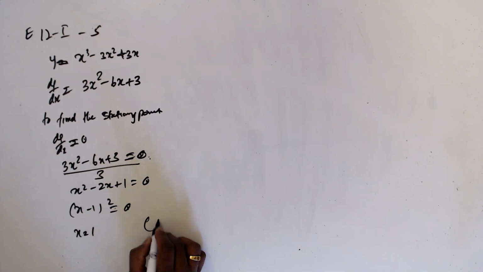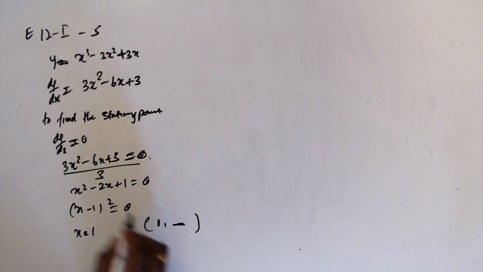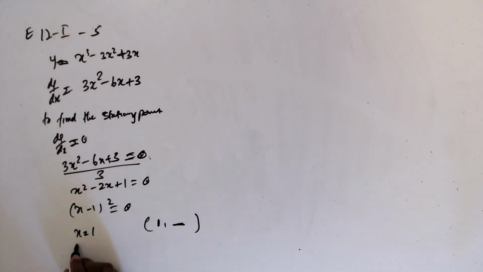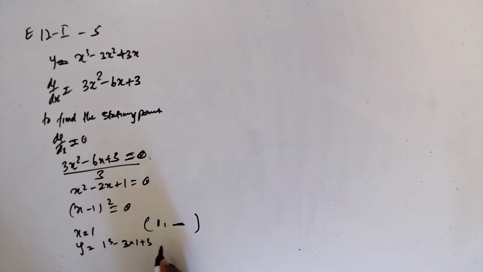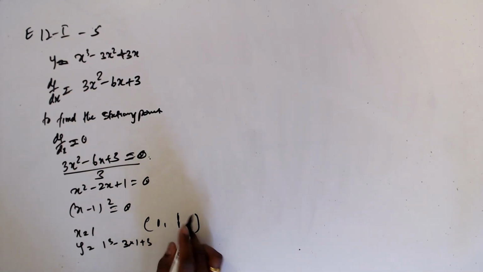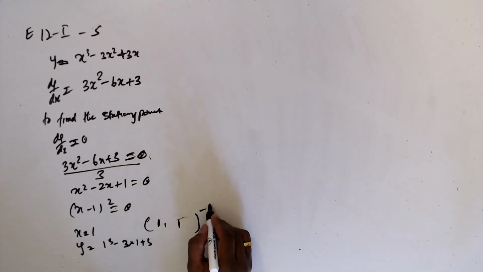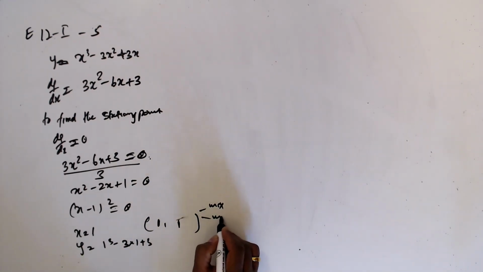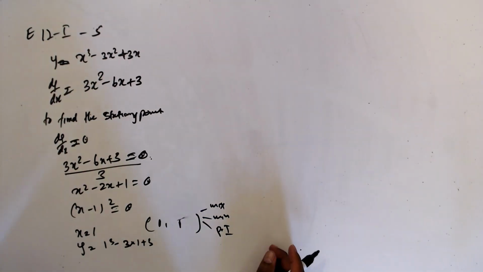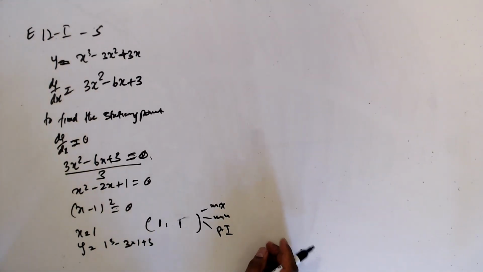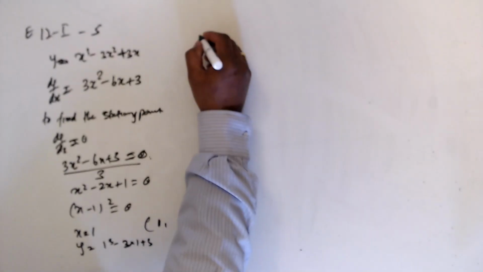So x equals 1, and what is the y value? We'll find the y value here. y equals 1 cubed minus 3 times 1 plus 3, so this is cancelled out. The answer is 1. So at (1, 1) we have either a max, min, or point of inflection. Now we'll find out which. We can get the second derivative.